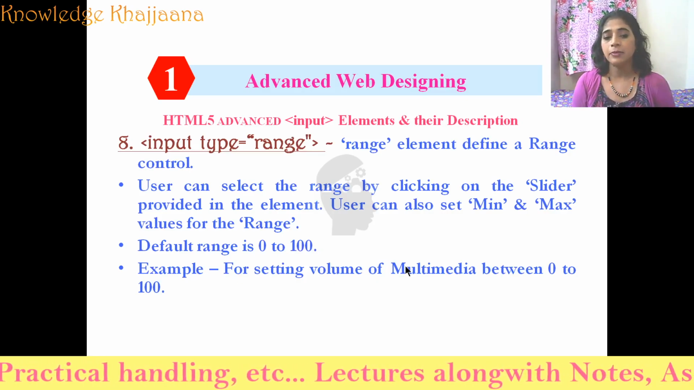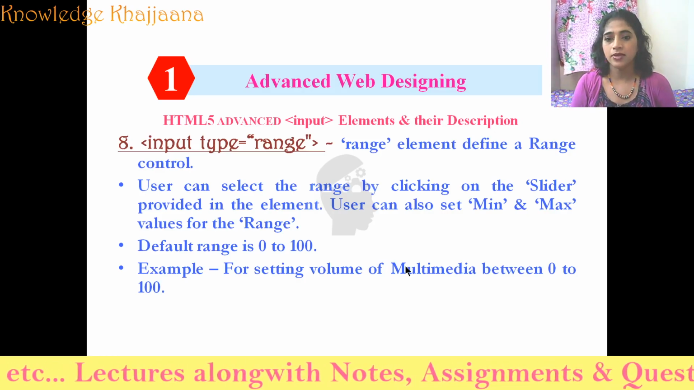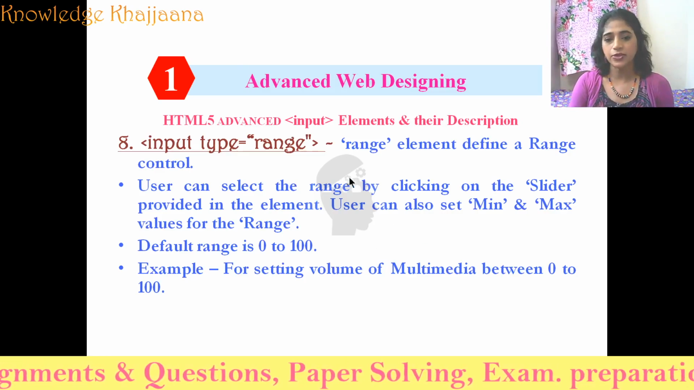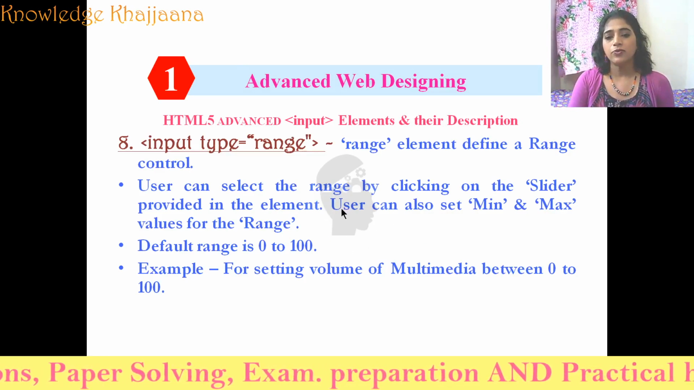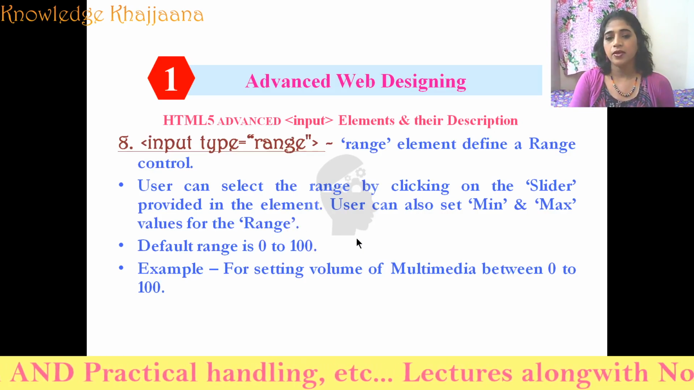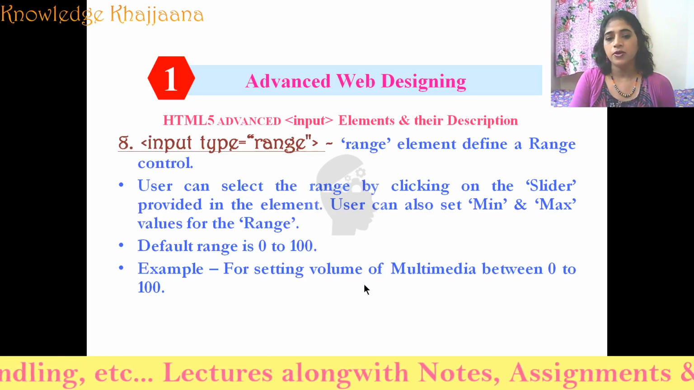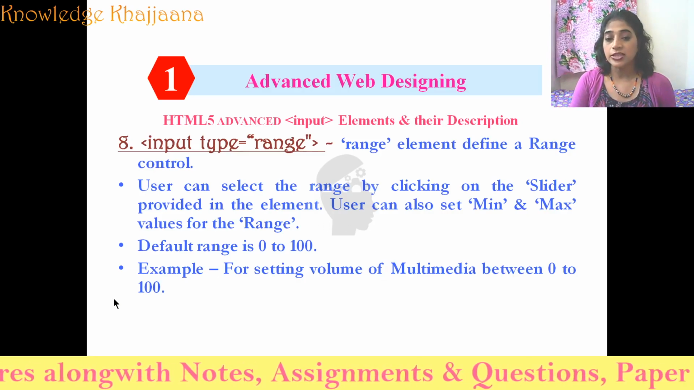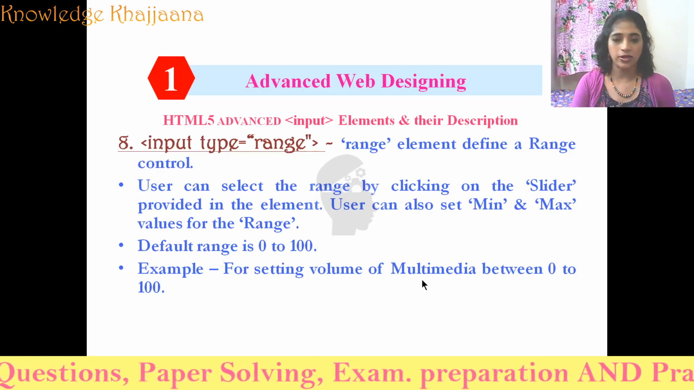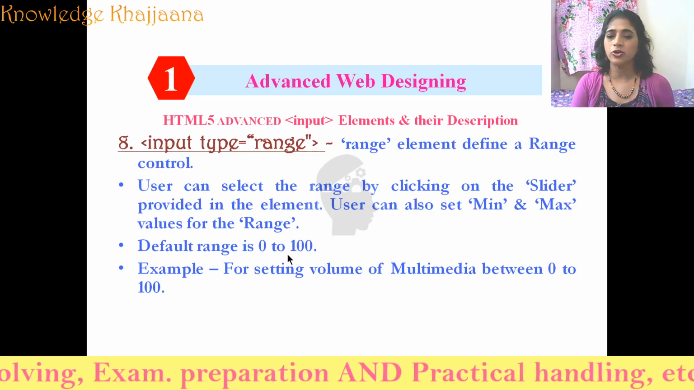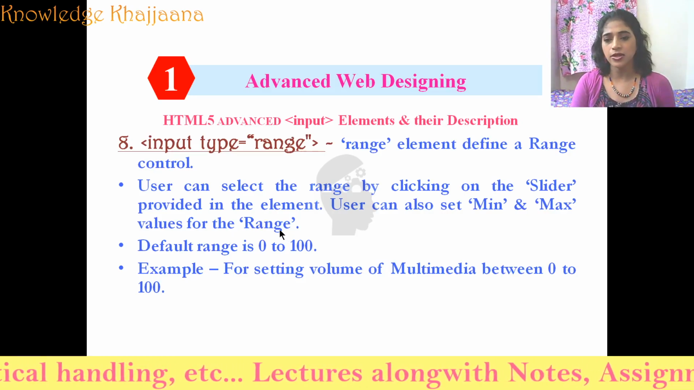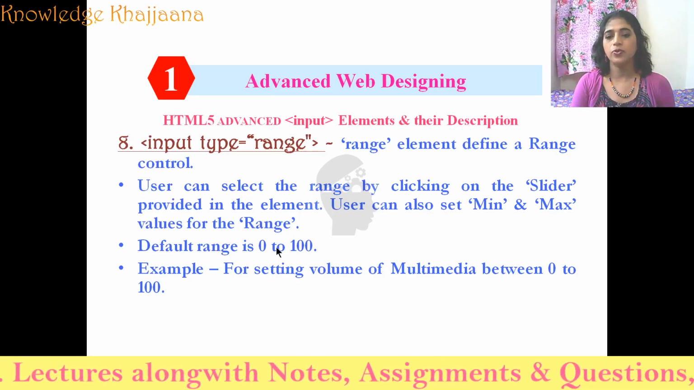Another example of the same range element can be given. For example, while watching these videos, you must be watching a symbol over there. The logo is over there at the center. That is a transparent logo. So I wanted to set the transparency of that logo, whether it is 100% opaque or 100% transparent, or how much transparent or how much opaque. That can be set by using the range element.